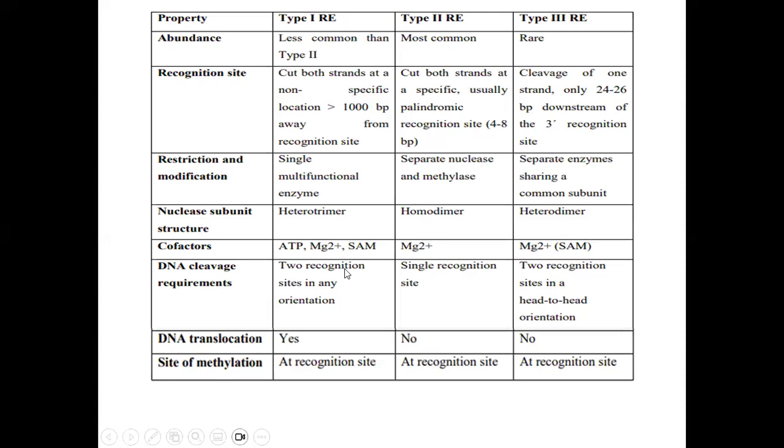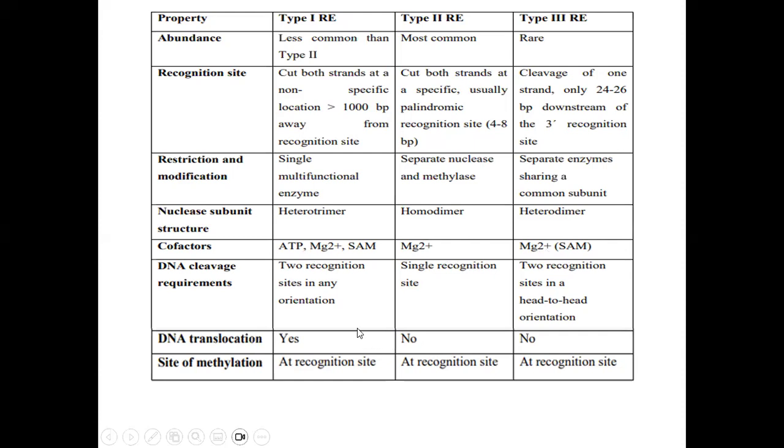Type 1 enzymes require ATP, Mg2+ ions, and S-adenosylmethionine as a methyl group donor as cofactors for their activity. Type 2 enzymes require Mg2+ ions, while type 3 enzymes require both Mg2+ ions and S-adenosylmethionine for their activity.